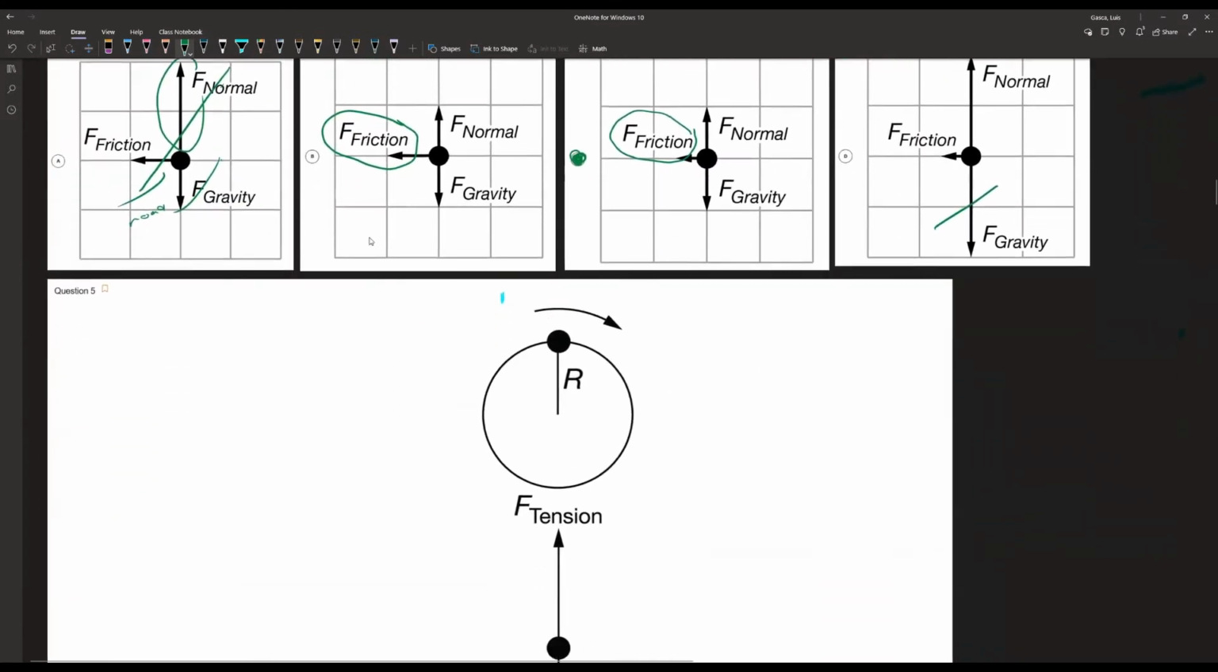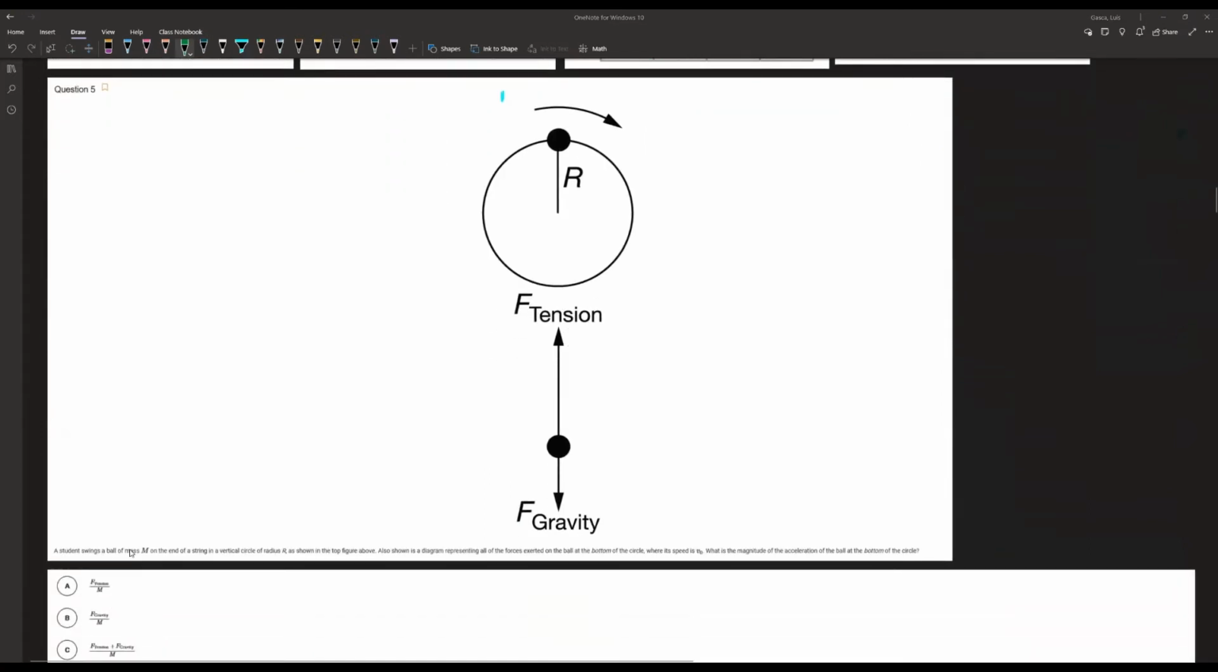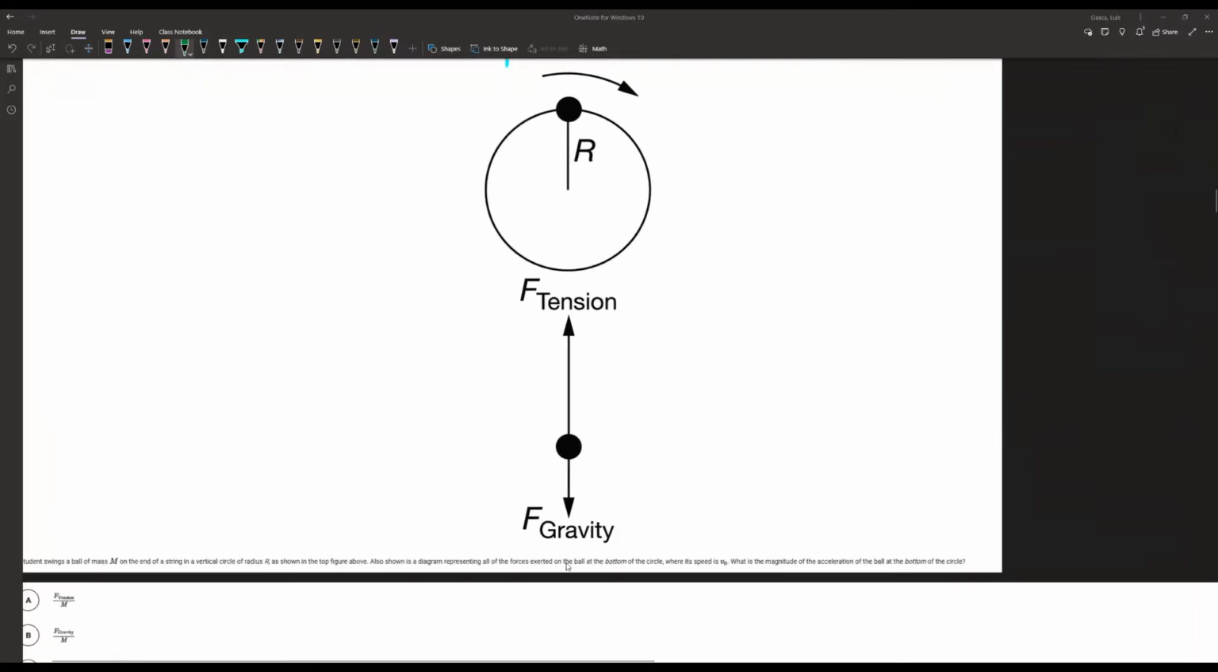Let's go to question number 5. A student swings a ball of mass m on the end of a string in a vertical circle of radius r, as shown in the figure above. Also shown is a diagram representing all of the forces exerted on the ball at the bottom of the circle, where its speed is v naught. So something like this. What is the magnitude of the acceleration of the ball at the bottom of the circle?